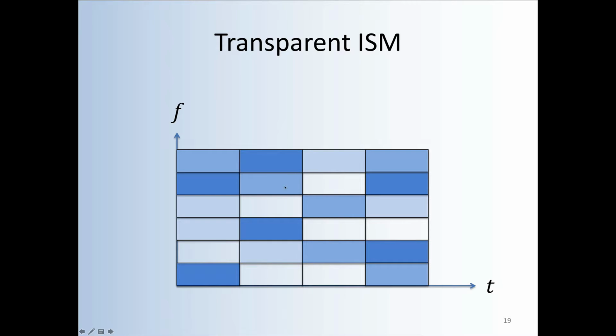And such a signal would look something like this. Each one of these squares represents a signal which is short enough in time duration that it is not affected by the motion effects, and it's narrow enough in bandwidth that it's not affected by the propagation effects. So it essentially whomps right on through the interstellar medium without any noticeable impairment.